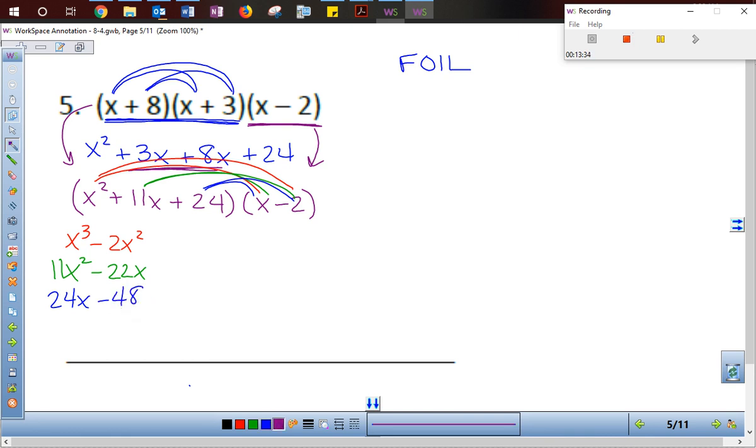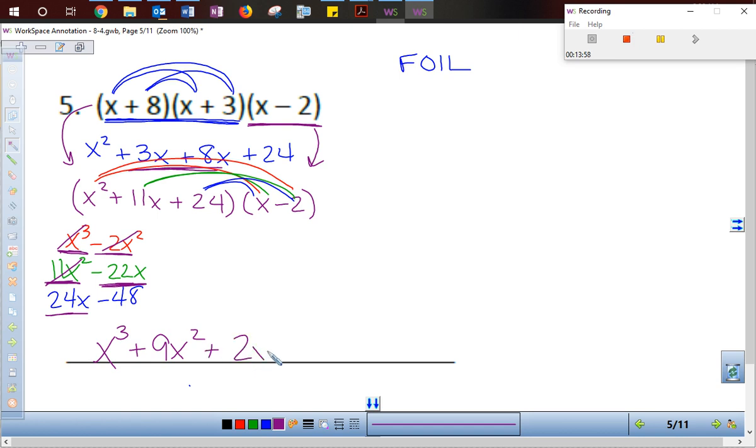Now, let's go through and combine like terms. My first term is x to the third, which I don't see any other x to the thirds, so I can bring it down and cross it out. Next, I have a negative 2x squared. That can combine with the 11x squared to become a 9x squared. And negative 22x can combine with 24x to give me a 2x. And then I can bring down negative 48. That leaves me with x to the third plus 9x squared plus 2x minus 48. Now let's double check. Degree of 3, 2, 1, and 0.